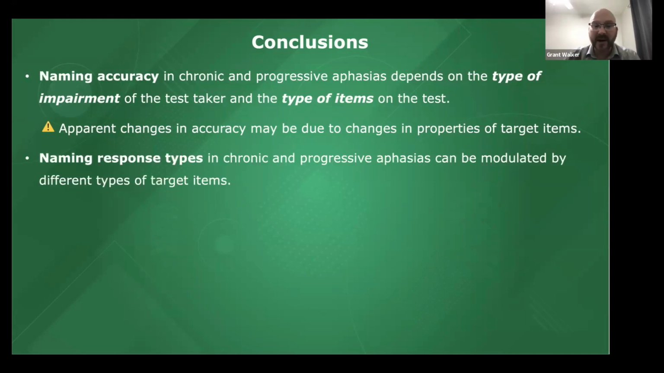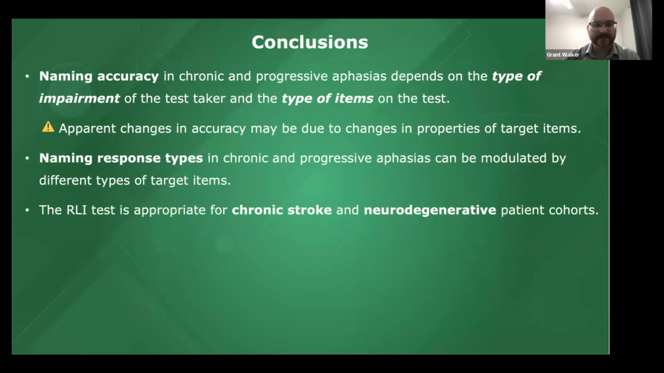Naming response types can be modulated by different types of target items. I think that was already known, but we were able to really demonstrate that nicely using this cognitive model to select the items rather than based on the features of the items themselves. This new test is appropriate for chronic stroke and neurodegenerative patient cohorts.